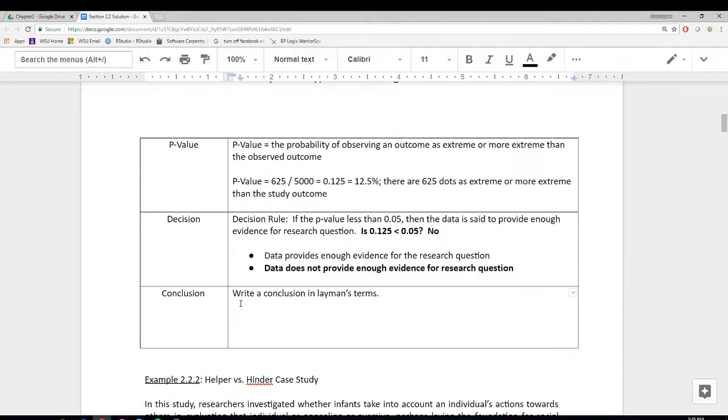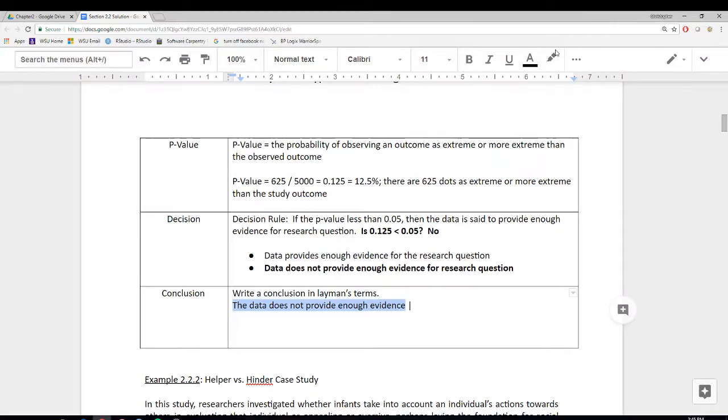Let's go ahead and write a conclusion in layman's terms here. Recall that the conclusion has three components. The decision, so that there is going to be what? The data does not provide enough evidence here. So that's going to be the decision. That's the first component there. The data does not provide enough evidence.